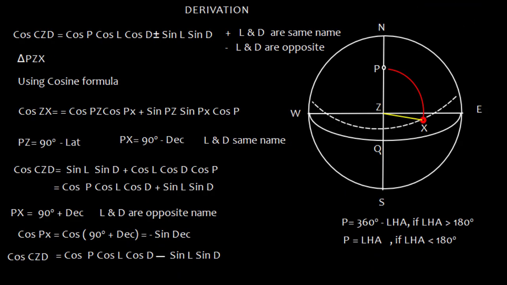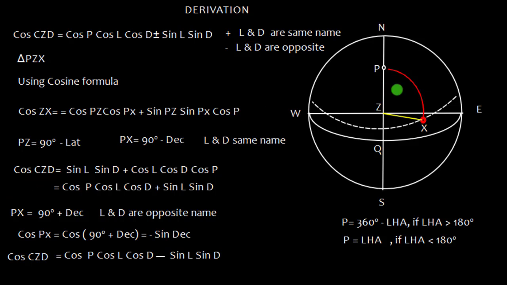Now coming back to the derivation, we will use the cosine formula for derivation, and cosine formula says cos of Zx, that means cos of this side, is equal to cos of adjacent, that is Pz and Px, plus we have sin Pz, sin of Px, and the angle P. That is the cosine formula which we have written here.